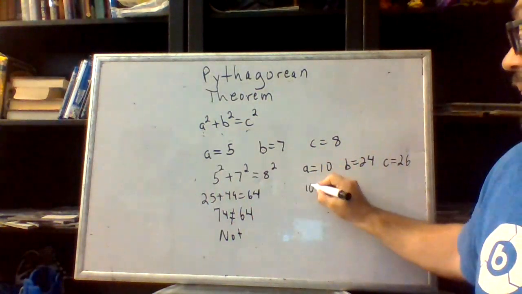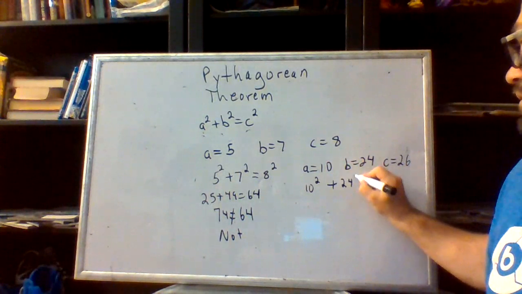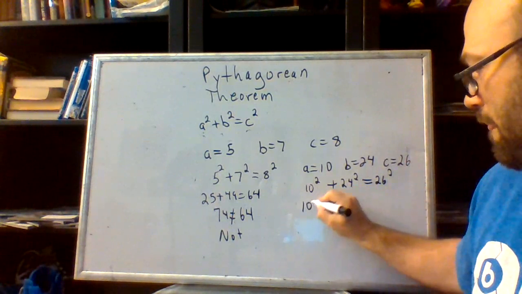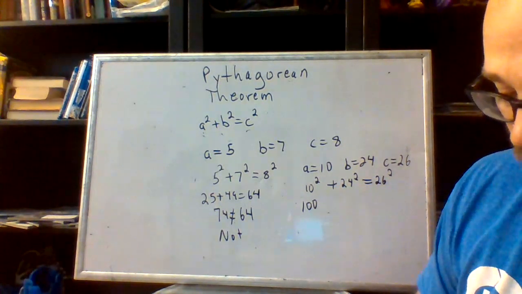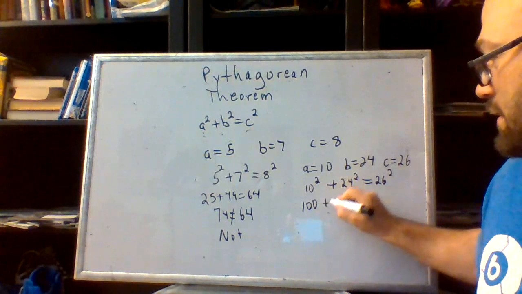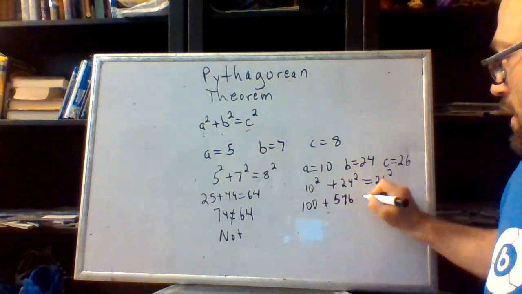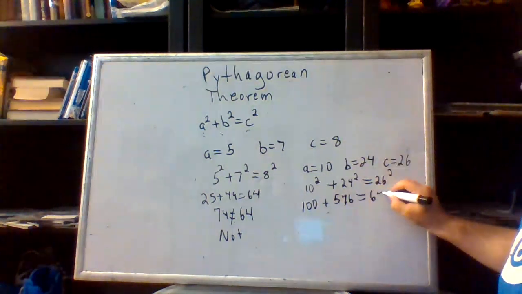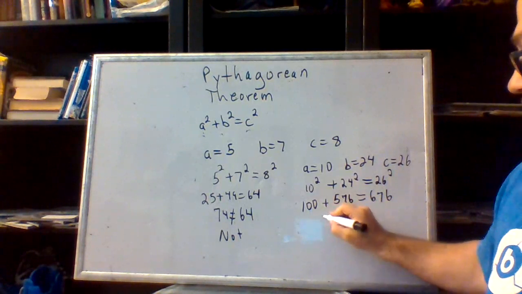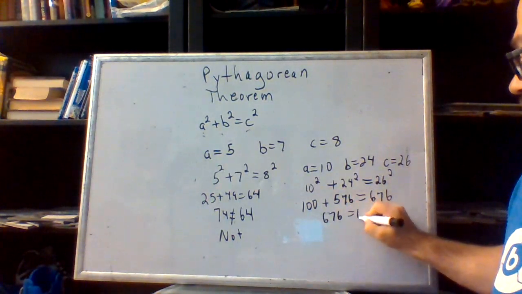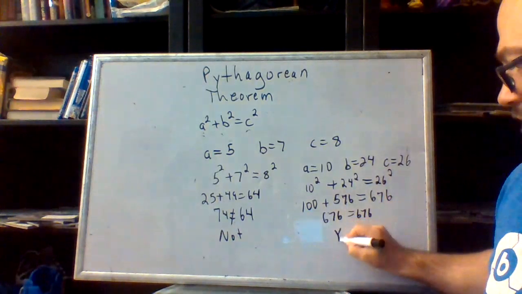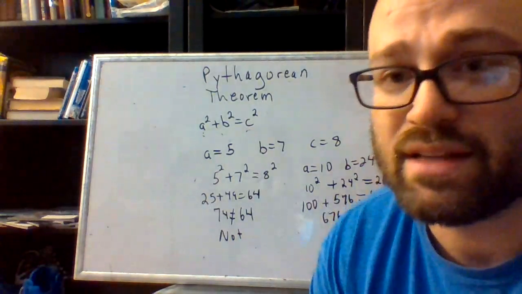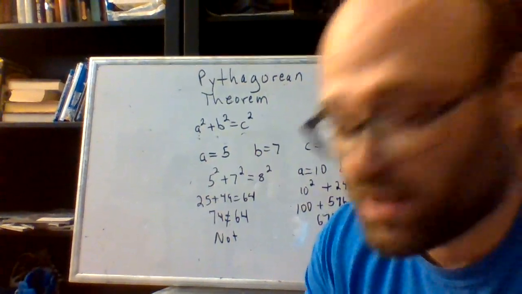So 10 squared plus 24 squared equals 26 squared. So 10 squared is 100. All right. So 24 squared is 576. Does that equal 26 squared? 676. So add that together. Does that equal 676? Yes, it does. So once again, therefore, we know that this is a right triangle. This is a Pythagorean triple. It does work. Okay, so this one does work.